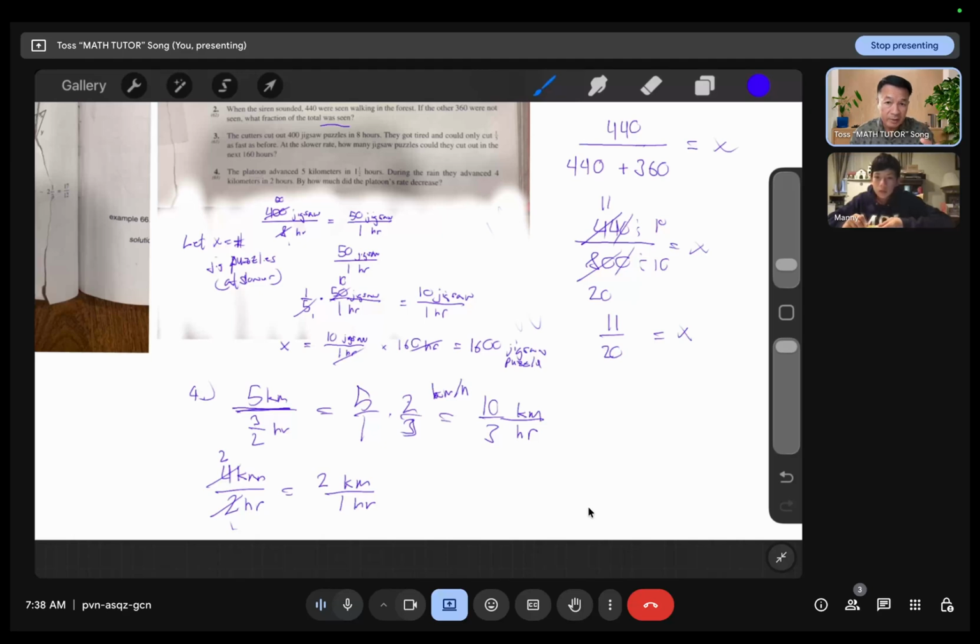By how much did the platoon's rates decrease? If you actually cancel out the units, you no longer have the rates as the answer. If you read carefully grammatically, the unit of the answer is still the same. The rate is still the same unit. I don't know if you're okay with that. Maybe I'm not saying that correctly. By how much did the platoon's rate decrease? That means the answer is still going to have kilometers per hour. Is that okay? So if you cross cancel out the units, yeah, we're really dissecting everything.